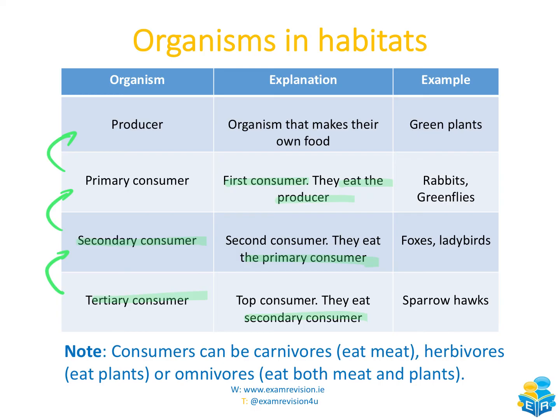Okay, so if we have a look at a couple of examples here, we have a rabbit will eat the green plant, a fox can eat the rabbit, a sparrowhawk can eat the fox. In the exact same way, we can have a greenfly eats the green plants, a ladybird will eat the greenfly, a sparrowhawk then again could eat the ladybird. So a couple of examples of food chains there.